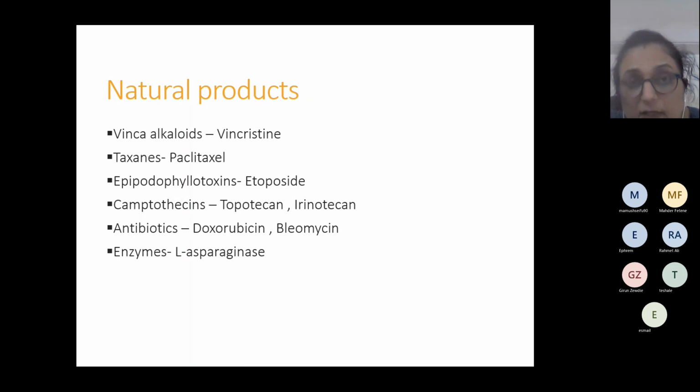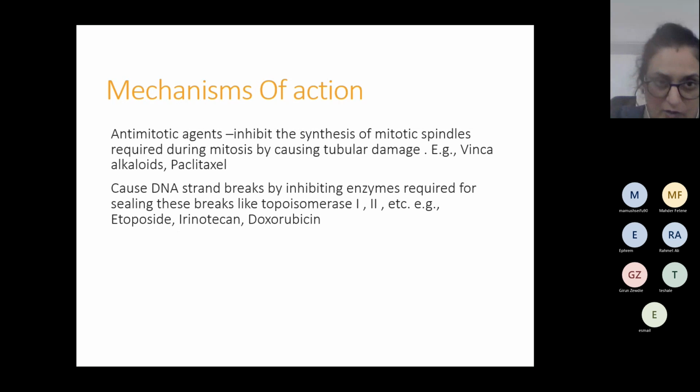Taxanes also are a plant product. They come from the Asian yew tree. So you get paclitaxel, and some of the other taxanes are docetaxel and gabapentin. Then you have epipodophyllotoxins like etoposide. They are also plant products. Camptothecins are also plant products. You have topotecan, irinotecan. Then antitumor antibiotics like doxorubicin and bleomycin, and enzymes like L-asparaginase. So these are all coming under natural products, but they have some similar mode of action.